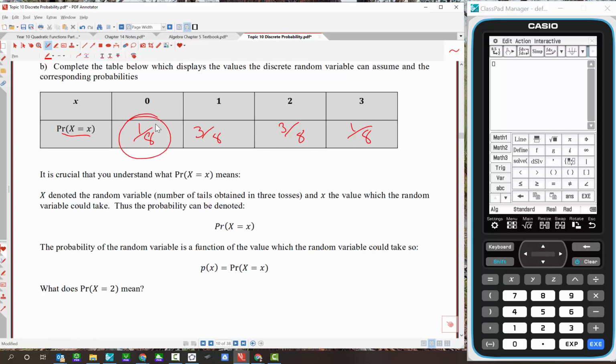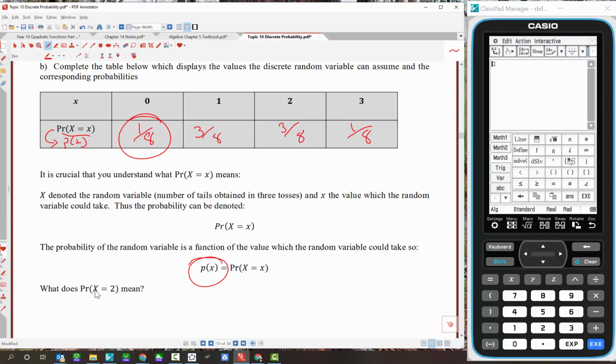So this value here is a function of x, because the value that you get here depends on what x actually is, whether it's 0, 1, 2, 3. So we can write that as a function, p of x. So p of x, this thing here, is another way of writing this particular statement, because the probability that you get is a function of the x value.